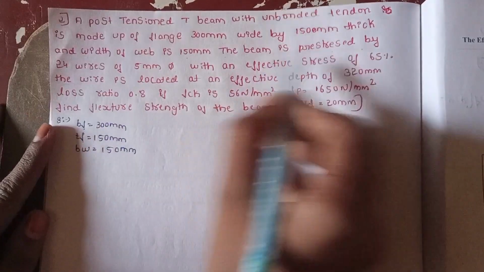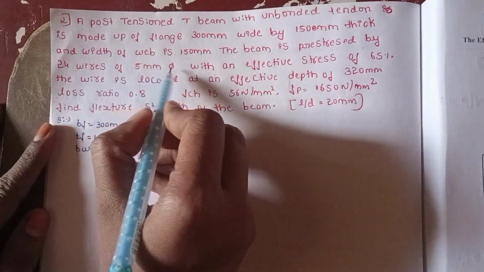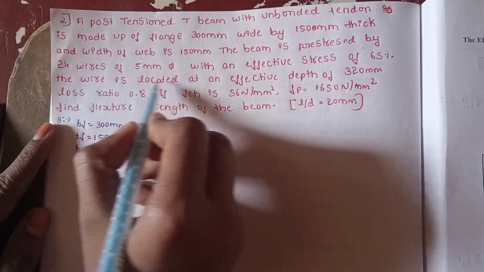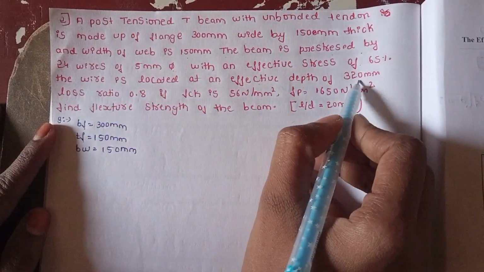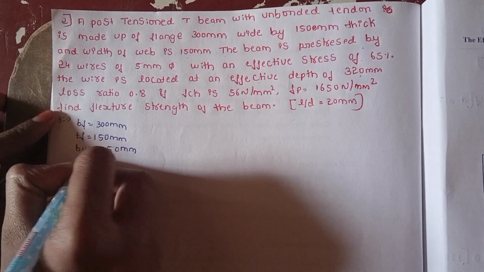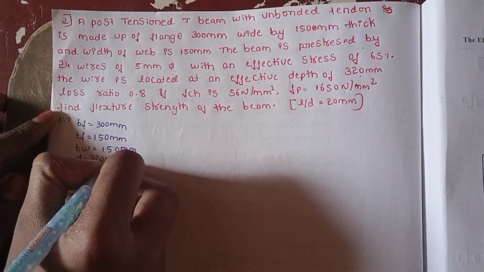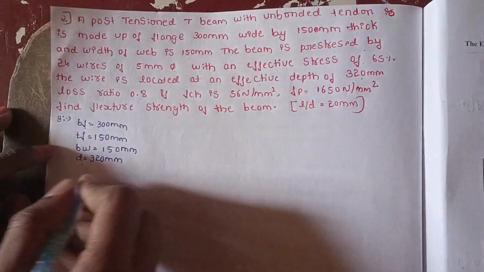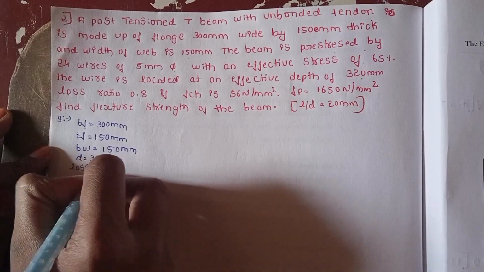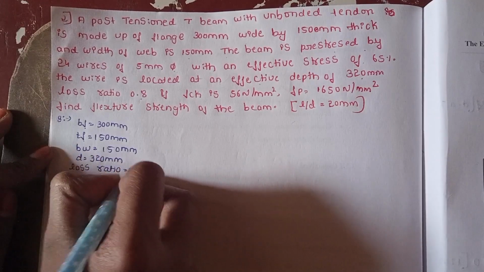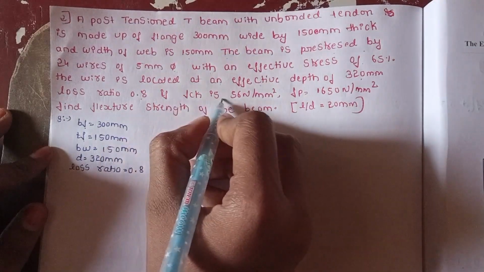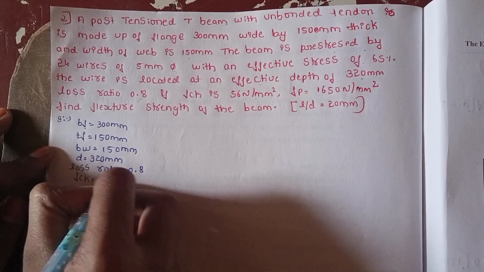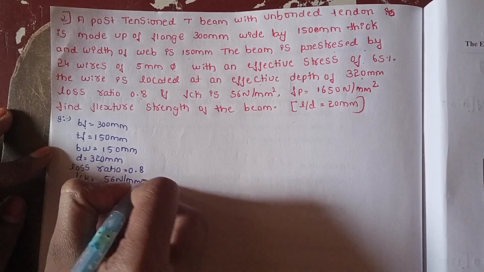The beam is pre-stressed by 25 wires of 5 mm dia with an effective stress of 65%. The wire is located at an effective depth of 320 mm means small d equal to 320 mm. Small d means effective depth. Okay, loss ratio is 0.8. So loss ratio equal to 0.8. If FCK is 56 Newton per mm square, so FCK equal to 56 Newton per mm square.